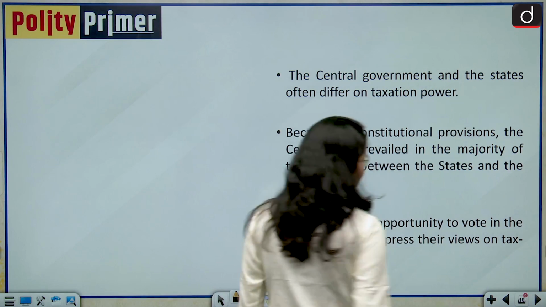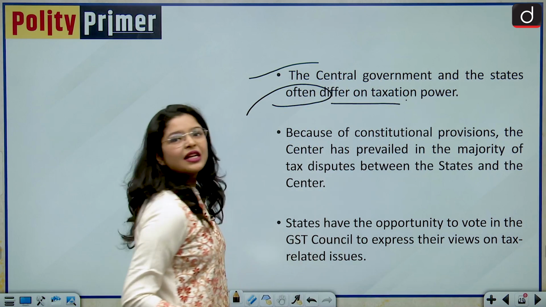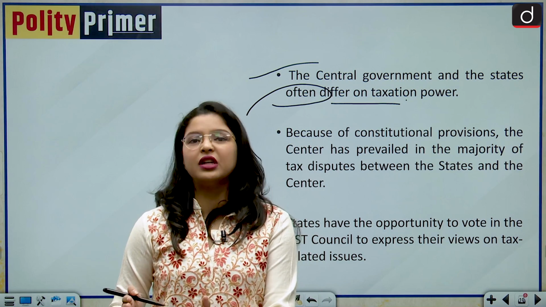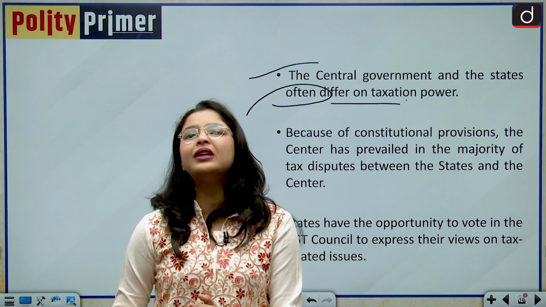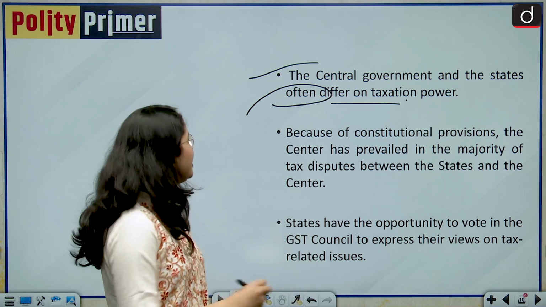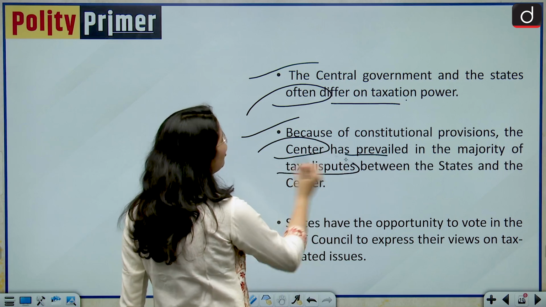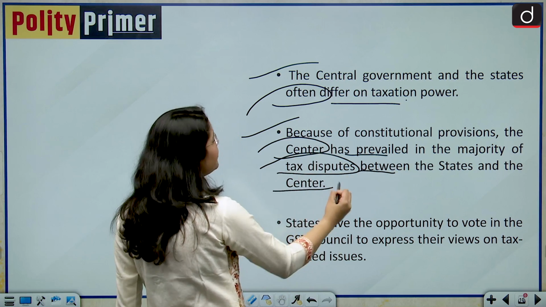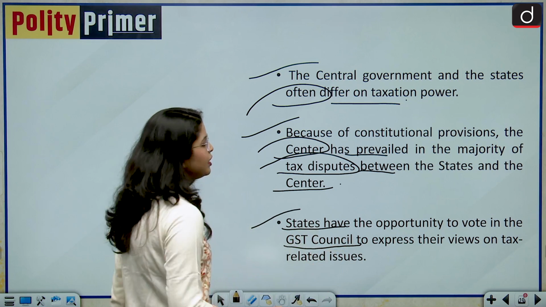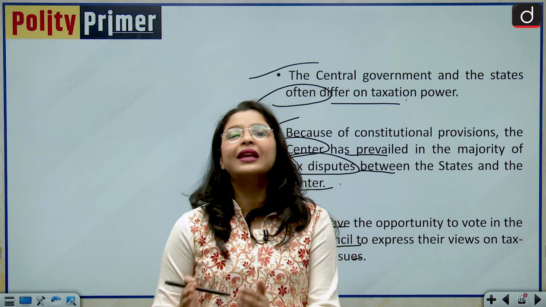Moving forward, the central government and the states often differ on taxation power, because it is a very important power through which the revenue is generated, and there is often confusion about the taxation power of the state government and taxation power of the central government. Because of constitutional provisions, the center has prevailed in the majority of tax disputes between the states and the center. Although the states have the opportunity to vote in the GST Council to express their views on tax related issues, there is a catch.